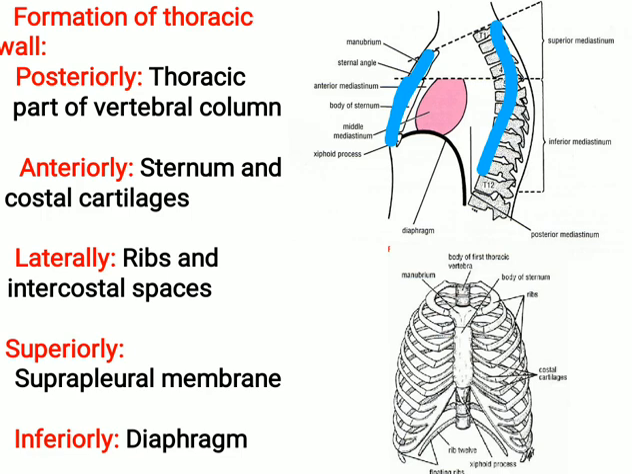Then on the lateral aspect, on this side and the other side, this is what you're going to see. We're only going to see the ribs together with their intercostal spaces on each side of the thoracic wall. They border the thoracic wall on the lateral aspect. Now let us go superiorly, on top. Superiorly, we have the suprapleural membrane.